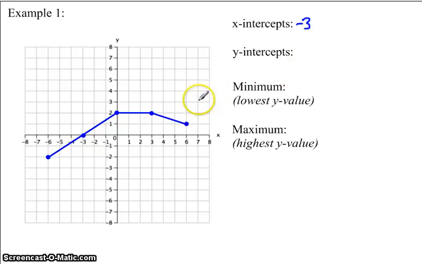The y-intercepts are where this graph crosses the y-axis, and the y-axis is our vertical axis here. It only crosses it in one spot here at 2. The minimum and maximum both refer to the y value. The minimum is the lowest possible y value you see, and the maximum is the highest. So let's start with the minimum. The lowest y value we see is down at this point here, and the y value of that is -2. So the minimum we just say is -2.